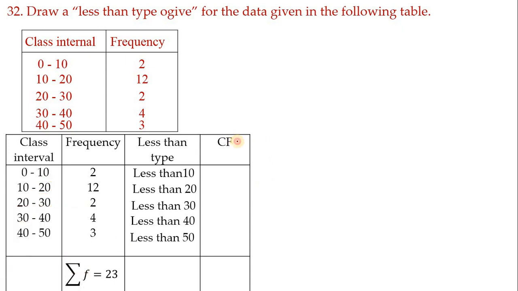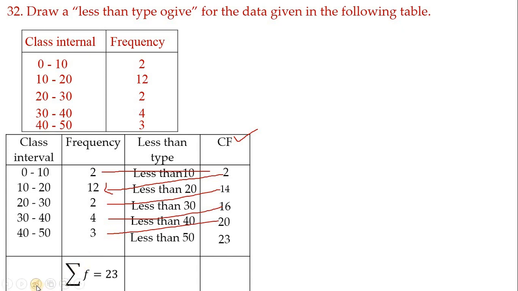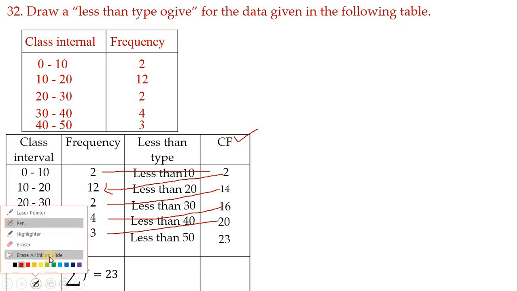Now we have to prepare the fourth column, CF. How to prepare cumulative frequency? These two you write as it is, 2. Now 2 add to 12 will get 14. Now 14 add to 2 will get 16. Now 16 add to 4 will get 20. Now 20 add to 3 will get 23. This is the way of preparing CF, children.